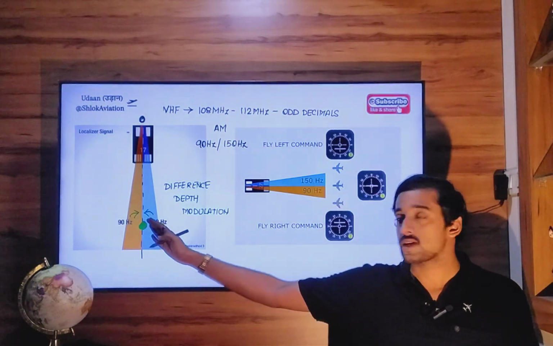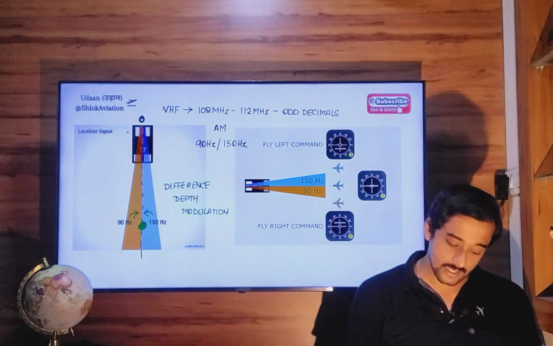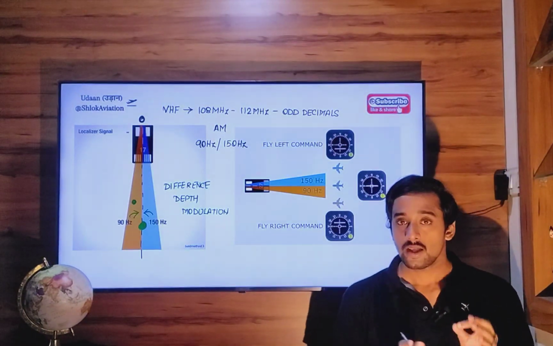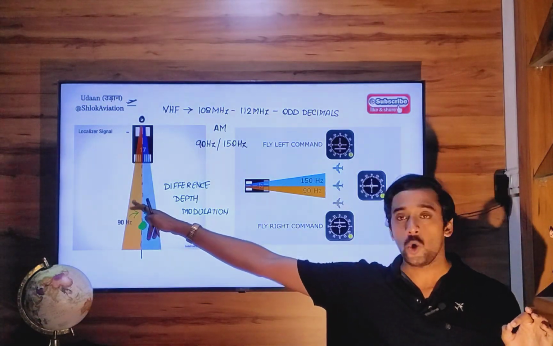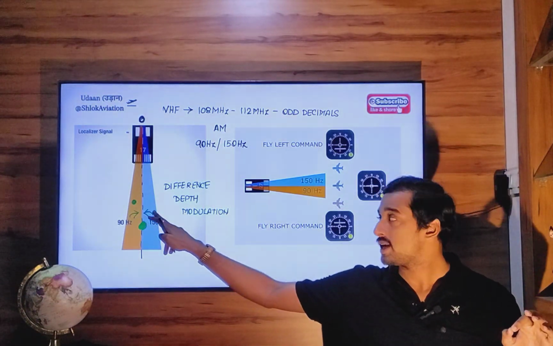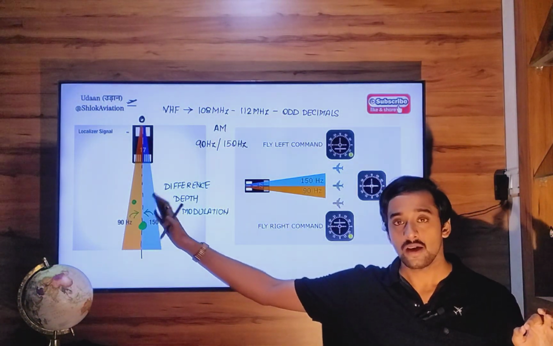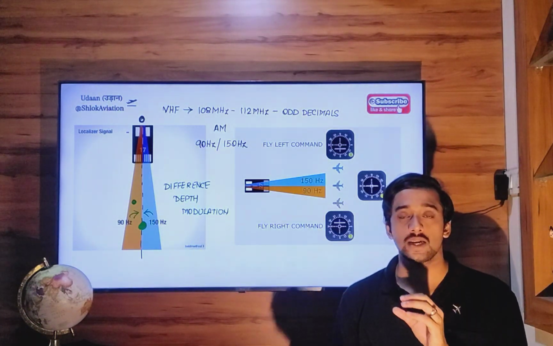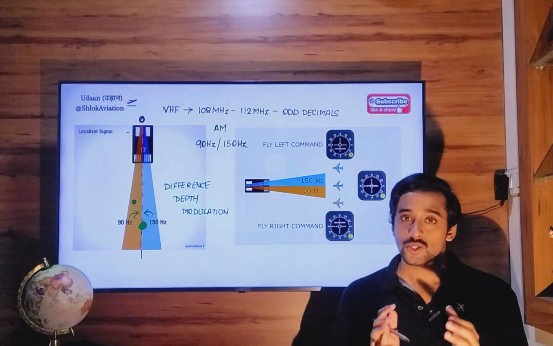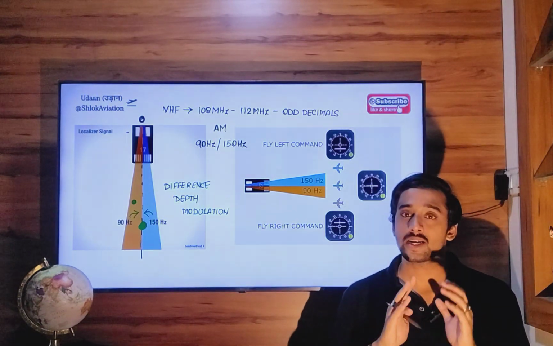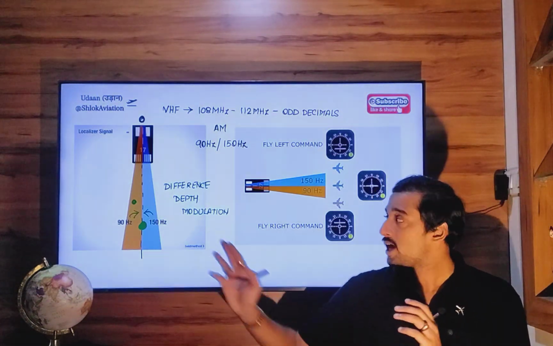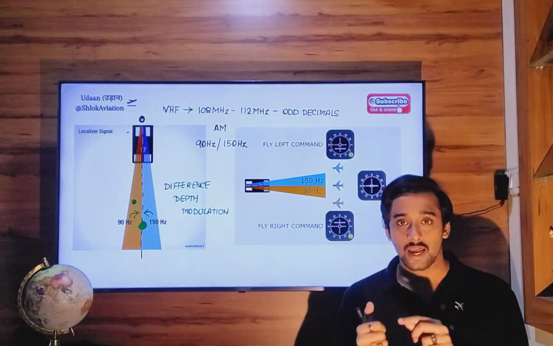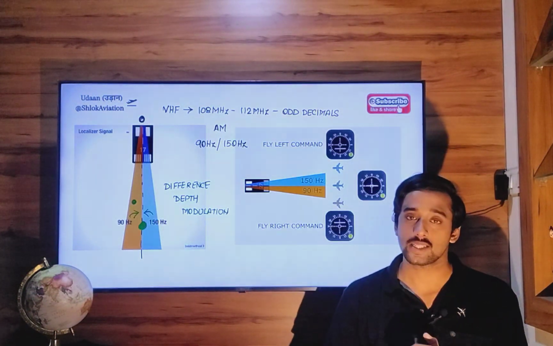If this aircraft deviates to the left of the center line, let's say somewhere here, okay, now it's to the left of the center line, that means it will receive more of the 90 hertz signal and less 150 hertz signal. Why? Because it is to the left of the center line where the 90 hertz modulated signal is predominant. So in that case, the CDI needle will tell you to fly right-hand side. Why right-hand side? Because the runway center line is to your right. So you will have to fly right, capture it, and then fly along that center line.